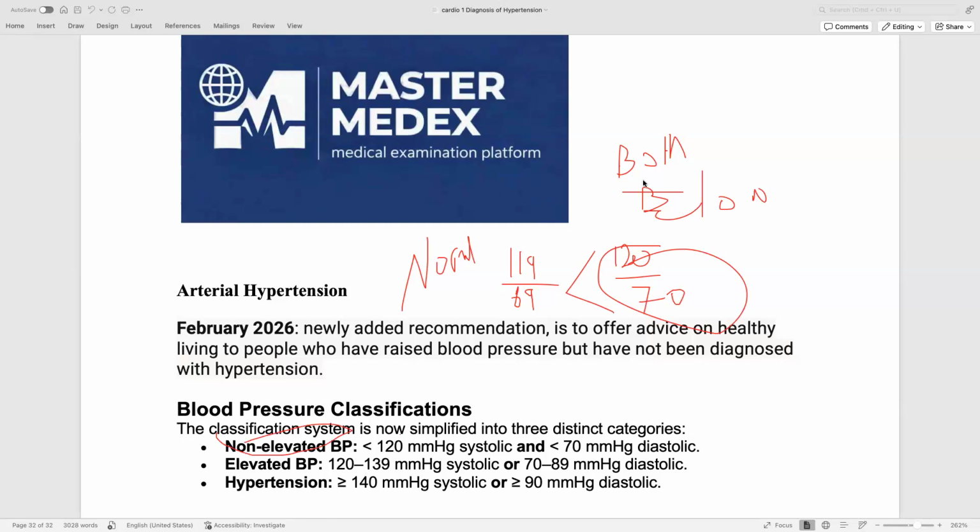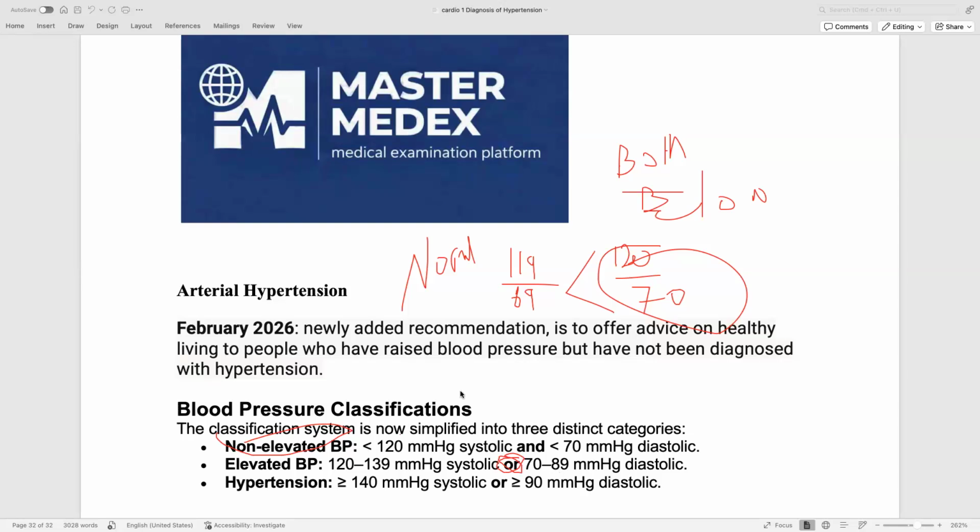But if anyone, the systolic or diastolic, is between 120 and below 140, or diastolic 70 to 89, that's elevated. It is not yet hypertension, but it is elevated.